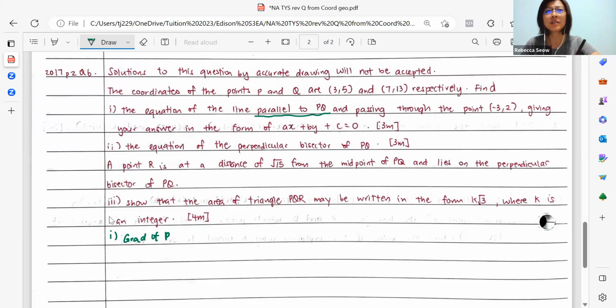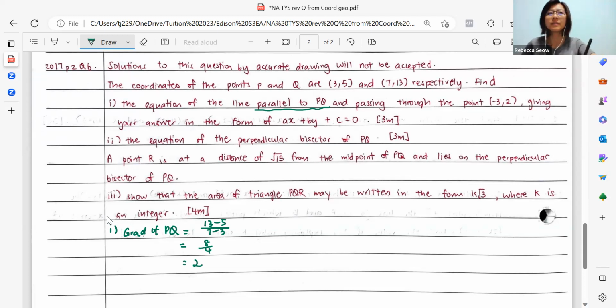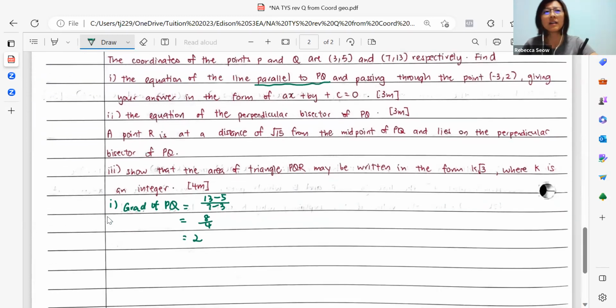So gradient of PQ would be 13 take away 5 out of 7 take away 3. Okay, 8 out of 4, which is 2. Okay, so now the equation of PQ is y equals to 2x plus c.